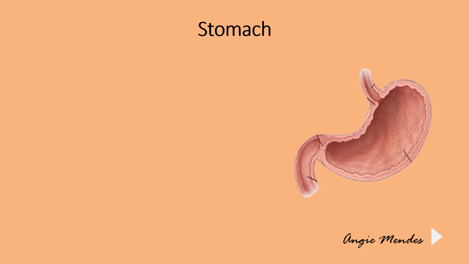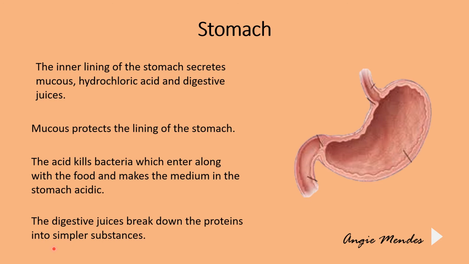Now let us see what happens inside the stomach. The inner lining of the stomach secretes mucus, hydrochloric acid, and digestive juices. Mucus protects the lining of the stomach. The acid kills bacteria which enter along with the food and makes the medium in the stomach acidic. The digestive juices break down the proteins into simpler substances.